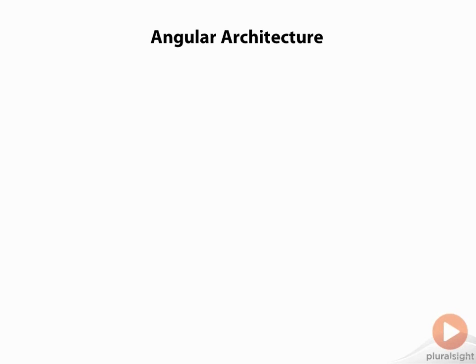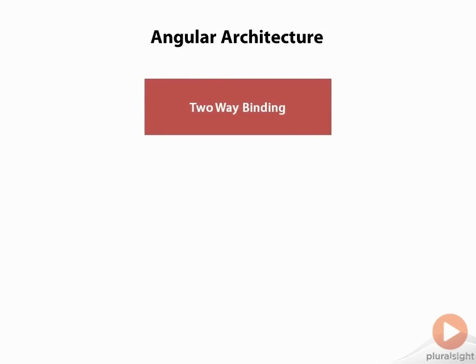Let's take a look at some of the architectural choices that Angular has made. First, Angular supports two-way binding. This means that user input into form fields is instantly updated in your Angular models. That means that in most cases, you don't need to watch for specific events and respond to them and then manually update your HTML. Instead, Angular will handle that for you.